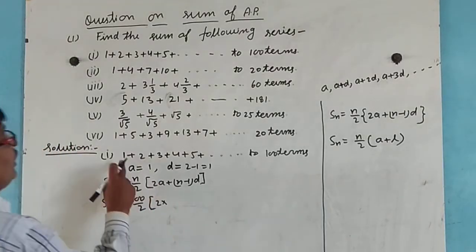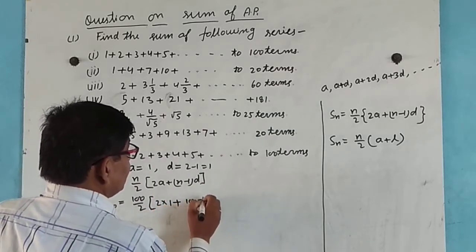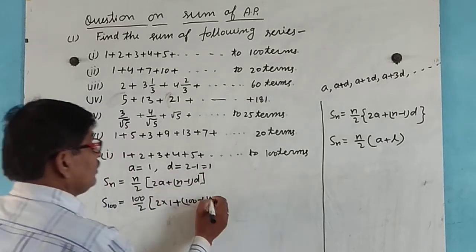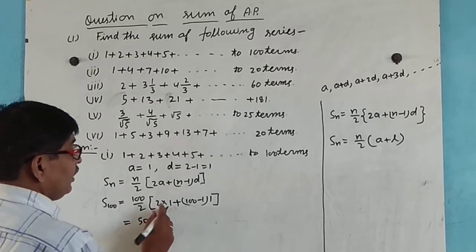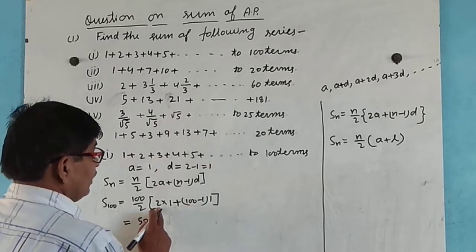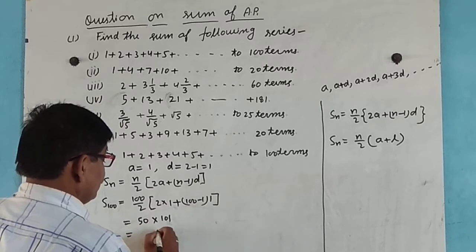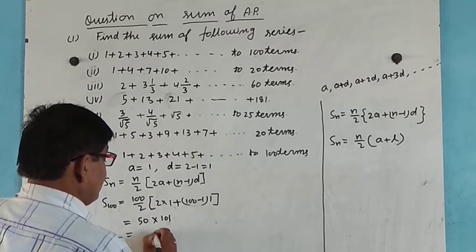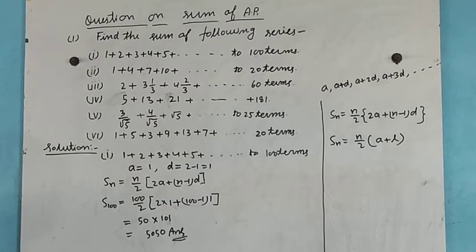2 into a, where a is the first term, 1 plus 100 minus 1 into d, where d is 1. Now here this is 50 and 2, this is 99 and 2 is 101, and this is equal to 5050. This is the sum of 1, 2, 3, 4 up to 100.